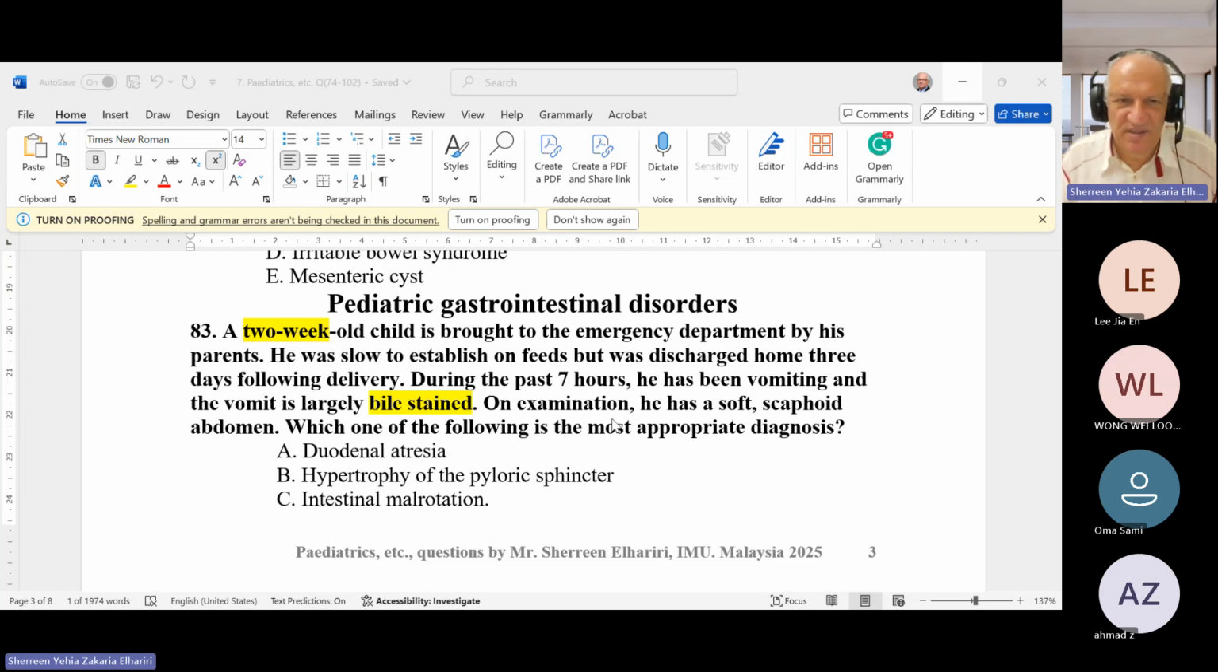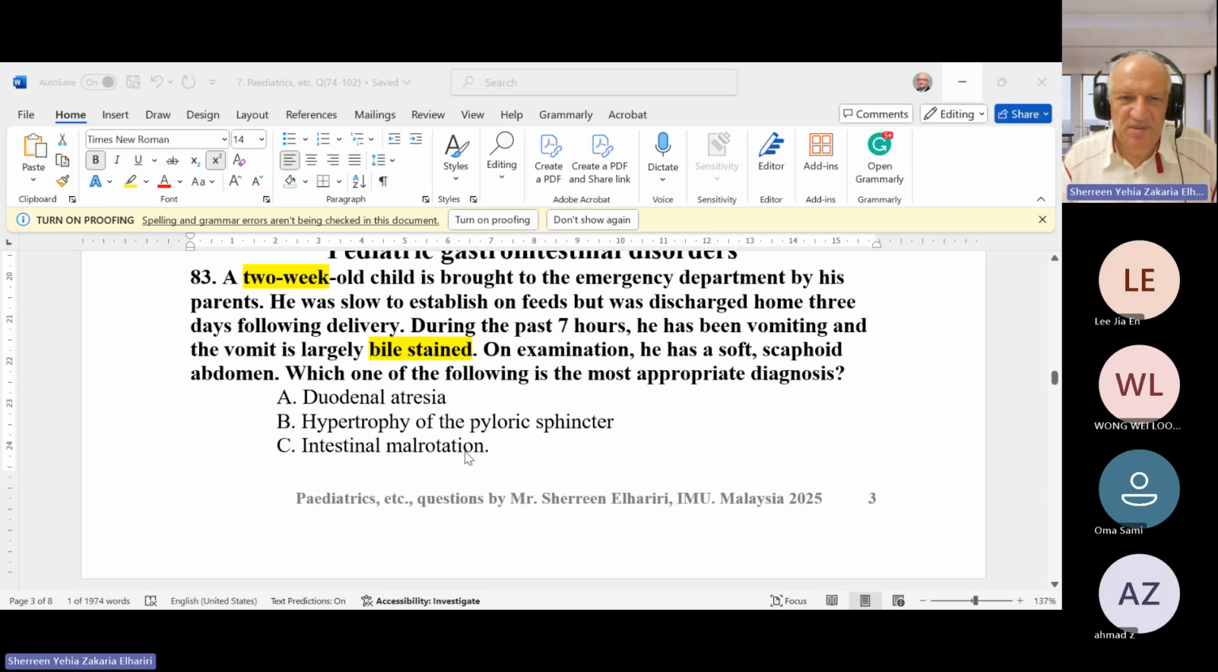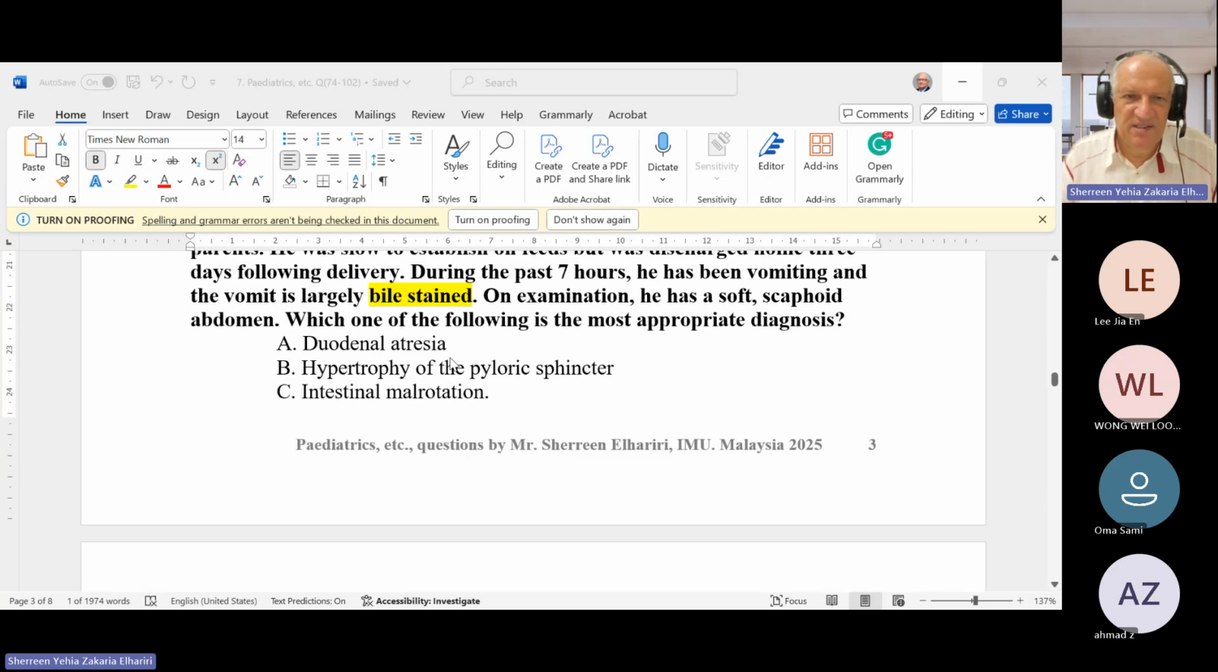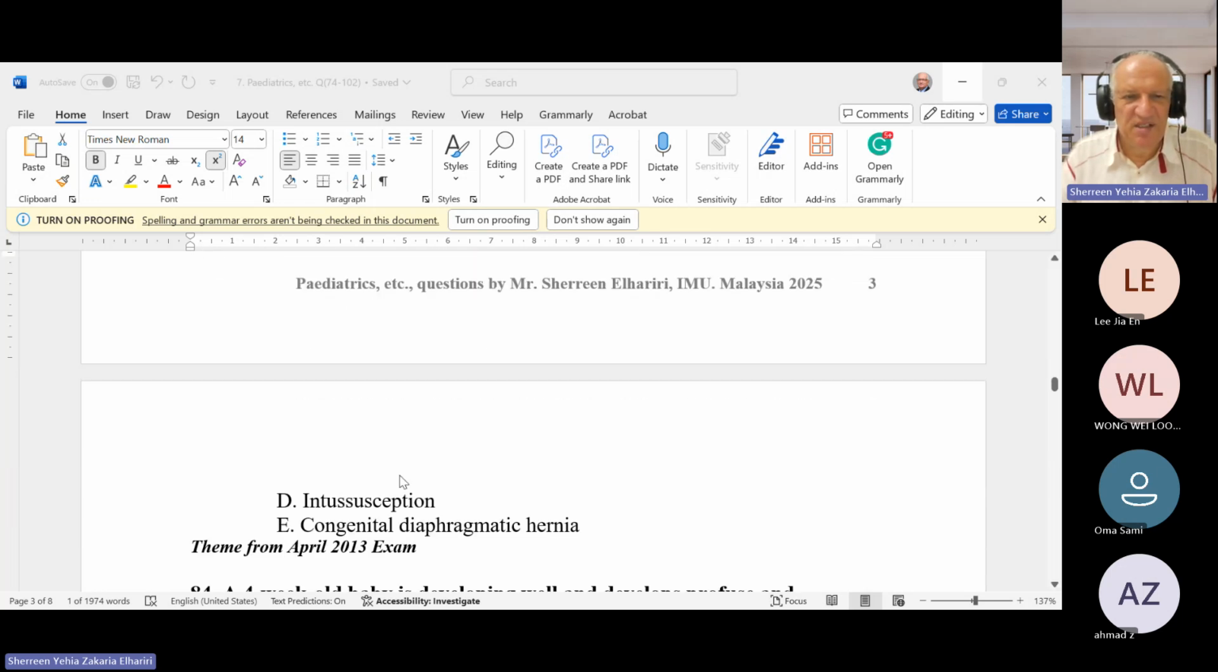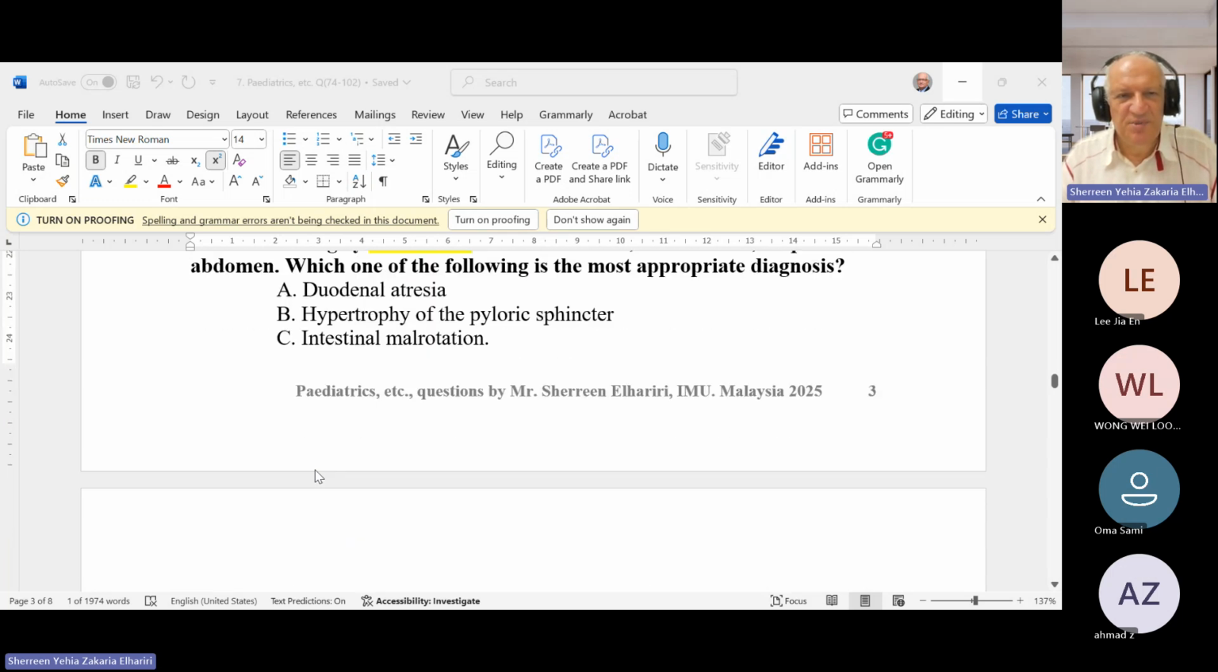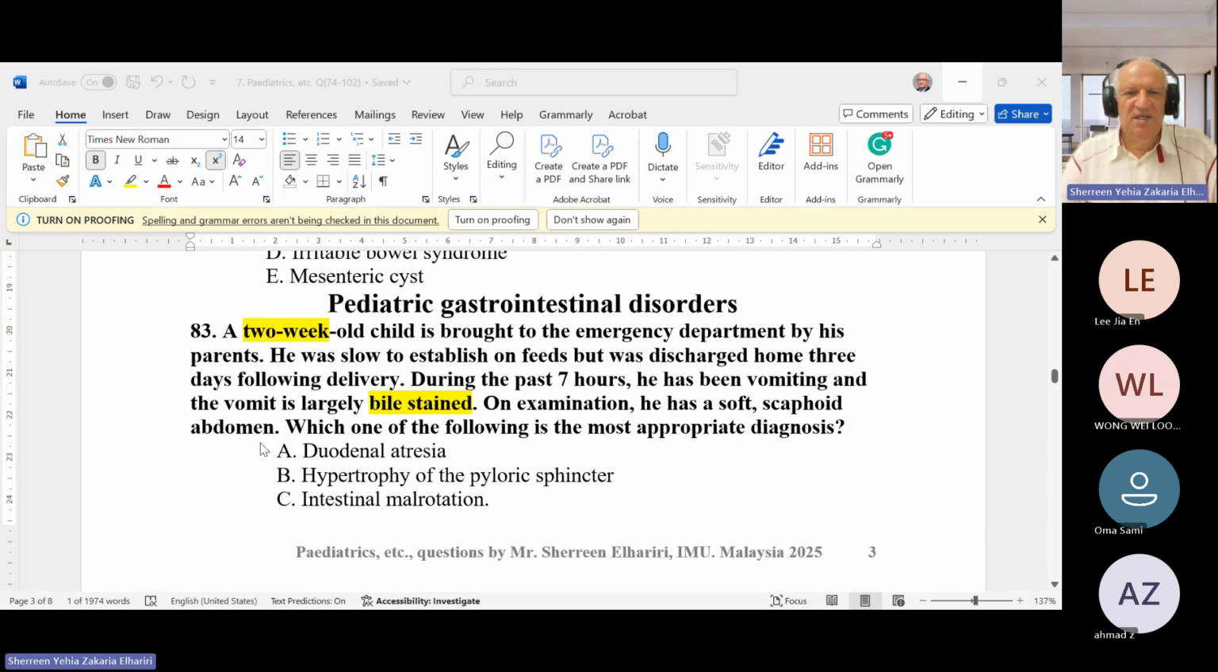On examination, soft scaphoid abdomen. Which one of the following is the most appropriate diagnosis? It is duodenal atresia, or hypertrophic pyloric stenosis, or intestinal malrotation causing obstruction, or intussusception, or congenital diaphragmatic hernia. So you have many options. Which option can cause bile-stained vomiting and severe abdominal pain and a scaphoid abdomen? Anyone have an idea what it could be?